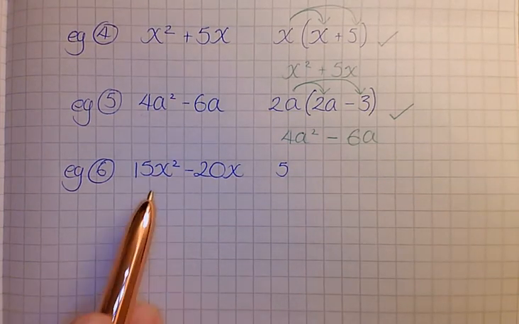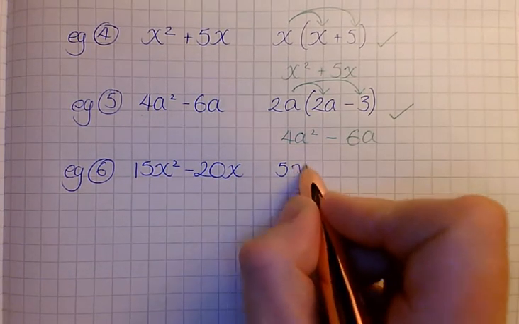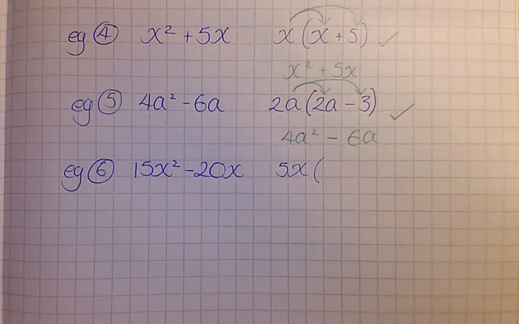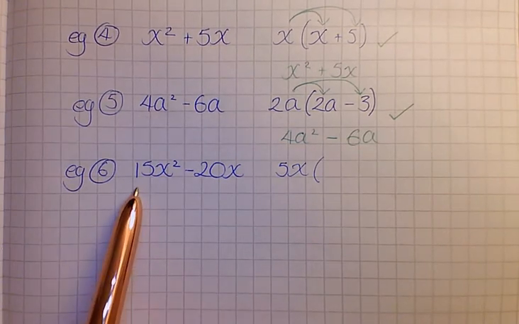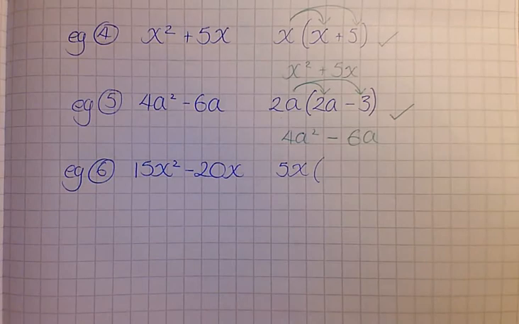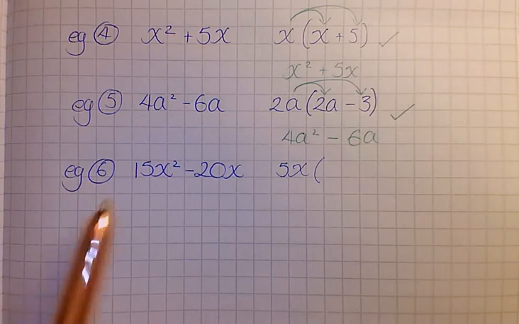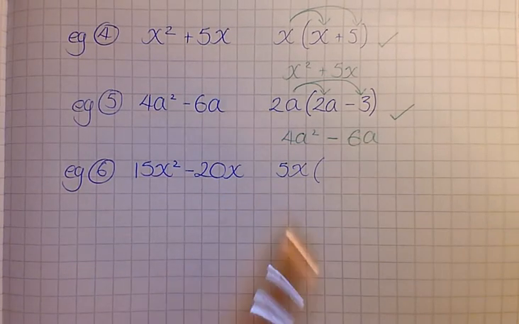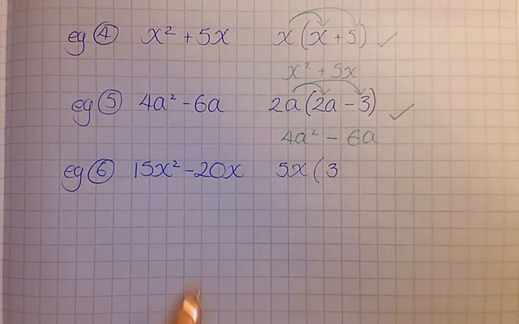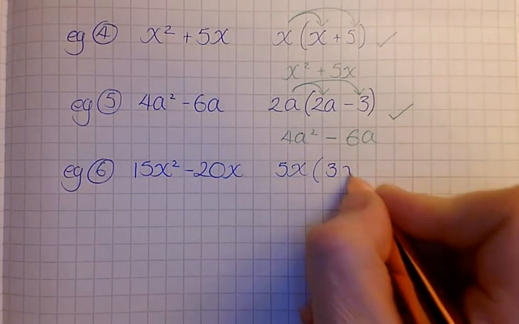And then I need to look at the letters. I've got x squared and x, which means I can take an x out of the bracket as well. So I'm going to divide each of these terms here by the 5x that I've put outside the bracket. So 15x squared divided by 5x. Well, the 15 divided by the 5 leaves me with 3, and the x squared divided by the x leaves me with x.